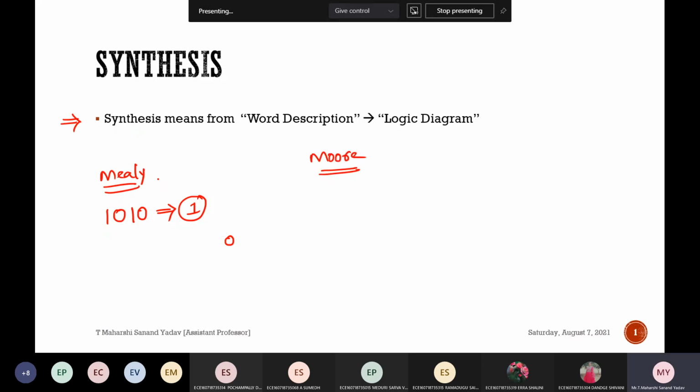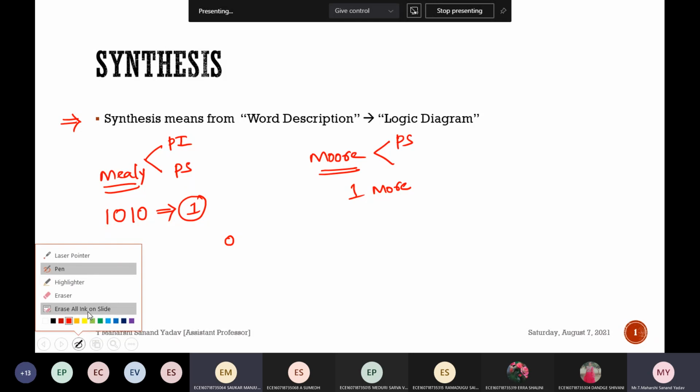Can anyone tell me what is the difference between the Mealy finite state machine and the Moore finite state machine? In Mealy, output depends both on present input and present state. In a Moore circuit, output depends only on present state, right? And what else? A Moore circuit has one extra state. Correct. It has one more extra state compared to Mealy. And anything else?